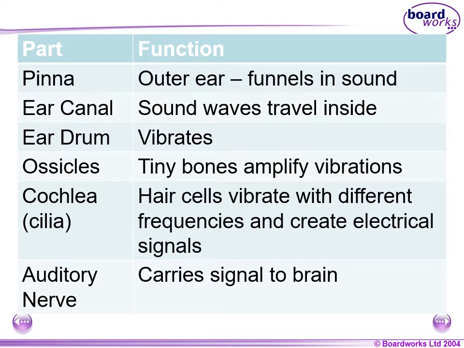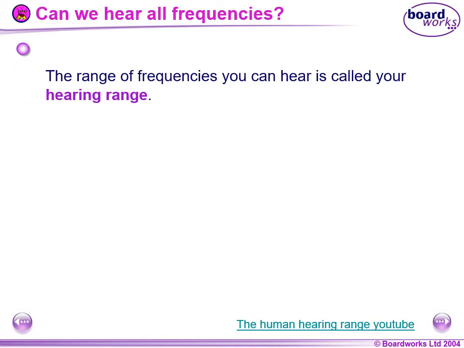So these are just the main highlights of the different parts of the ear and their function. So we are moving on to the different frequencies of sound that we can hear. The range of frequencies of sound that you can hear is called the hearing range.